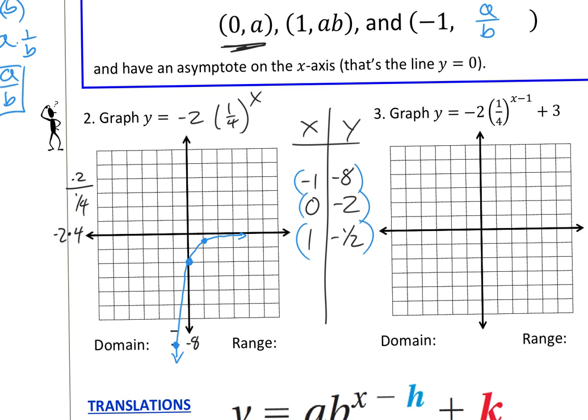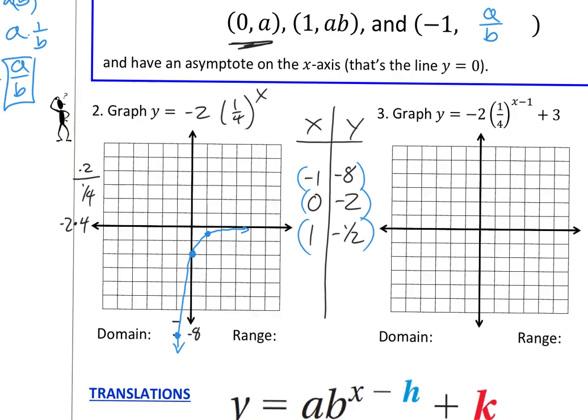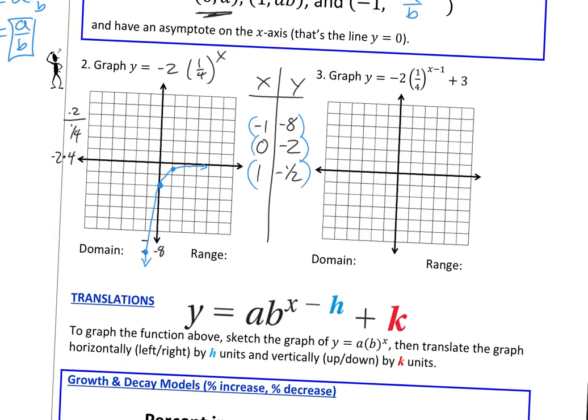But what happens if I try to translate it or shift it? Remember, the h units shift it horizontally, and the k units shift it vertically. So what does that mean? Well, I'm going to use these numbers from what I would call the parent function of this one. See how they're really similar? This one doesn't have an h or a k. So I'm going to find these values first, and then I'm going to shift them accordingly.